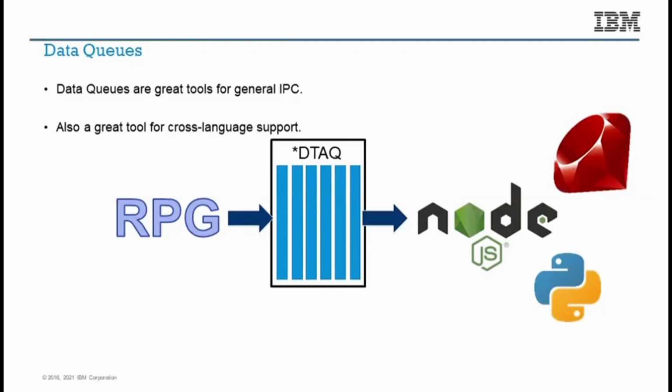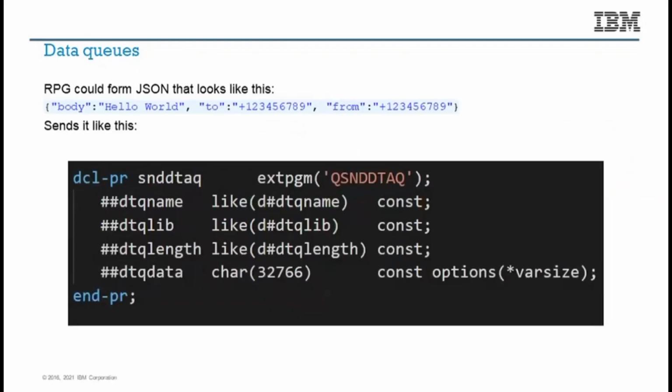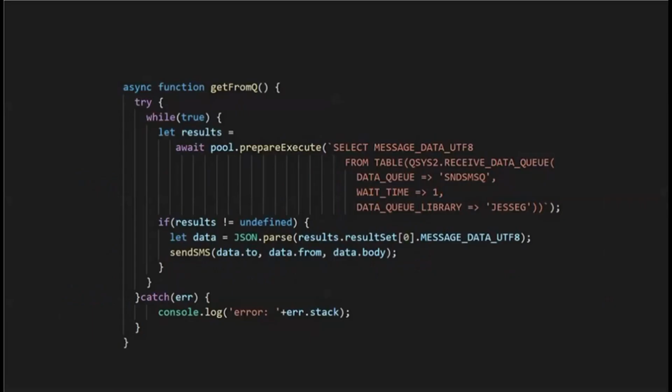So, for instance, say I want to send an SMS text message to somebody. I can take a JSON payload, build it in RPG, and there's a few different ways to do that. Build that JSON payload in RPG, send it to a data queue using the send data queue APIs that IBM provides, and then I can consume that from virtually anywhere, right? And especially now we have SQL functions that are able to send and receive from data queues. So if I want to consume that information from a Node.js JavaScript application, I definitely can.